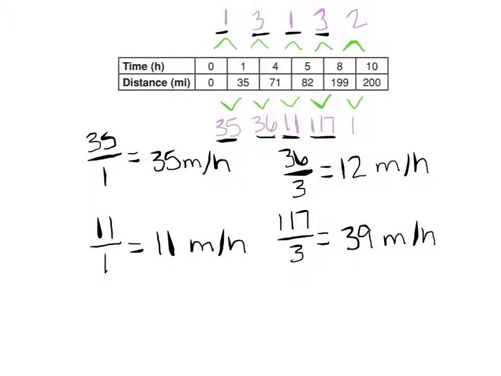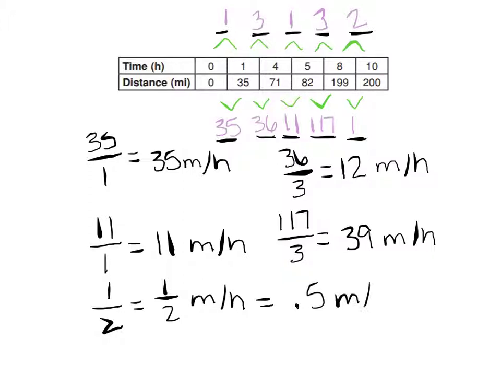And one last change we need to look for. We have 1 and then 2 hours. So we certainly didn't get very far. We got 1 mile in 2 hours. So we were just half a mile per hour. Another way you can think about this is 0.5 miles per hour. So the rate of change is the change in the dependent variable over the change in the independent variable.